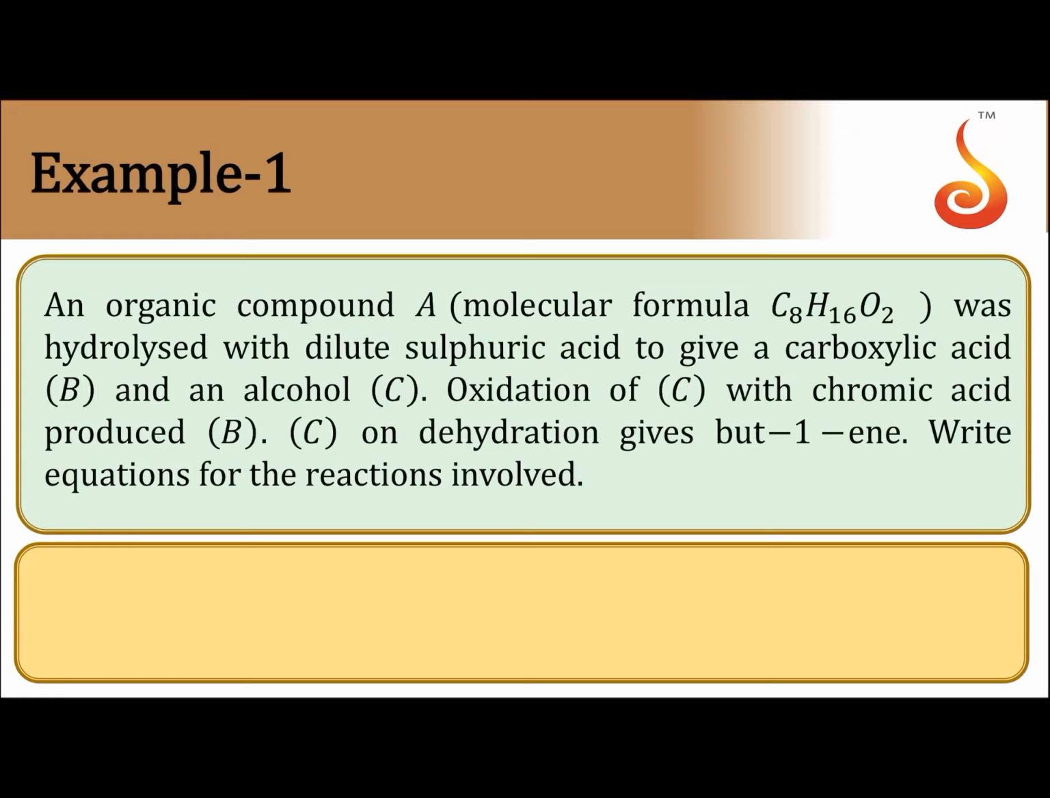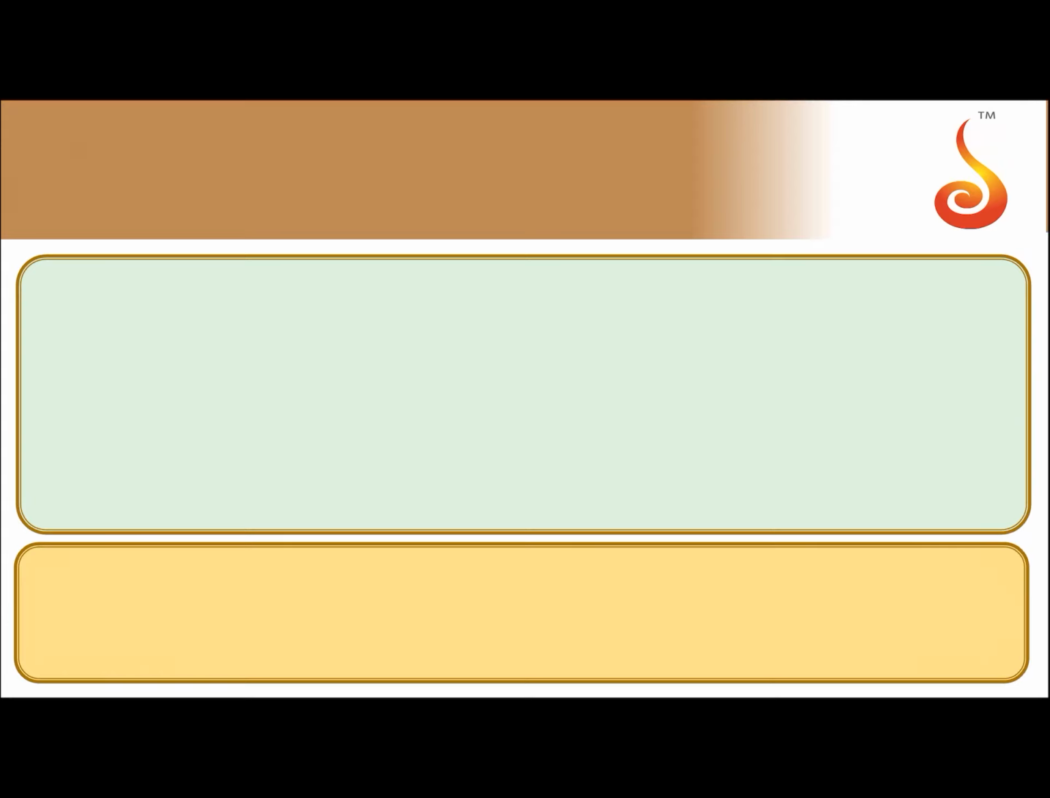An organic compound A with molecular formula C8H16O2 was hydrolyzed with dilute sulfuric acid to give a carboxylic acid and an alcohol. Oxidation of C, which means the alcohol, with chromic acid produced B, a carboxylic acid. C on dehydration gives but-1-ene. Write equations for the reactions involved. So now let us see the reactions there.